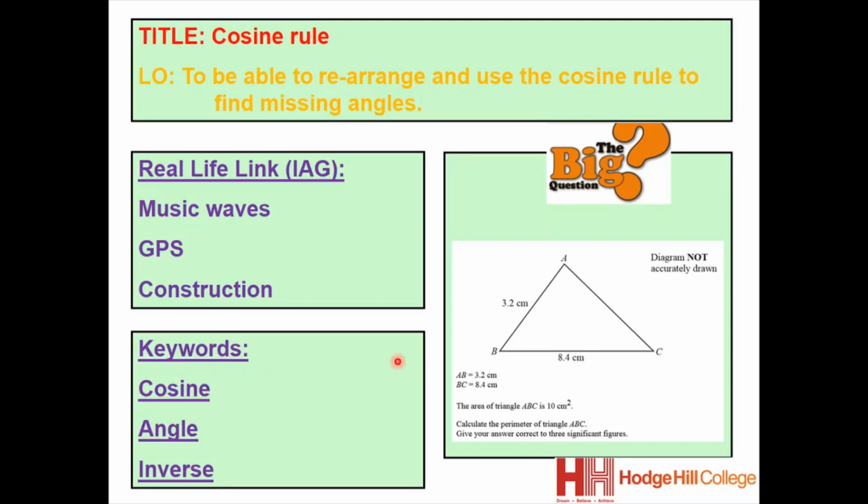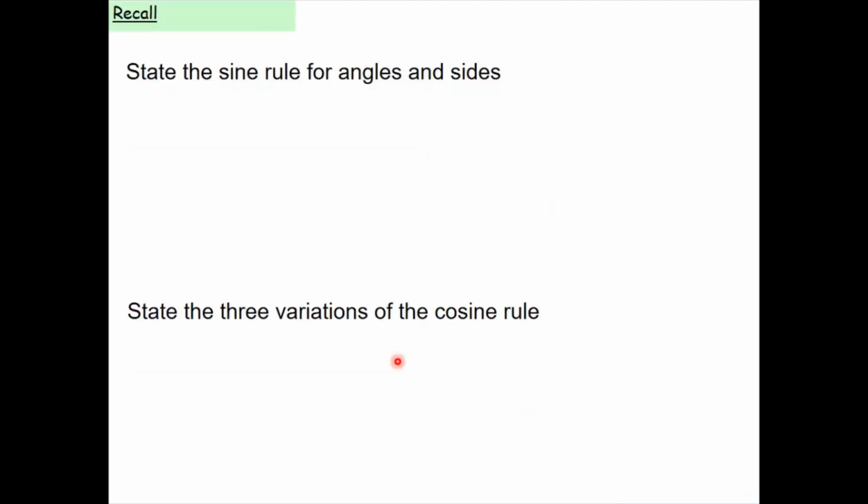Hello, this is lesson 2 on the cosine rule. Today we're going to be covering how to rearrange and use the cosine rule to find missing angles. So let's get into it.